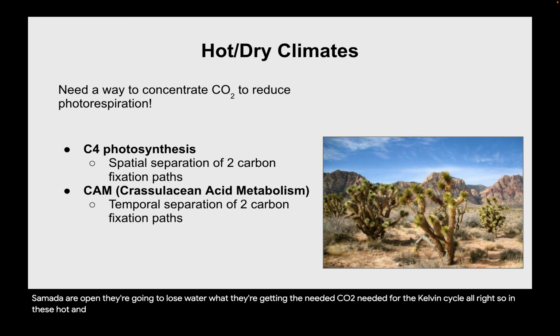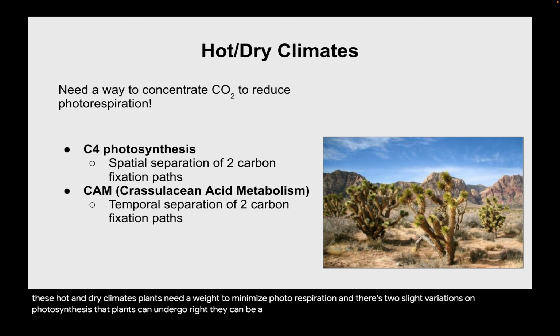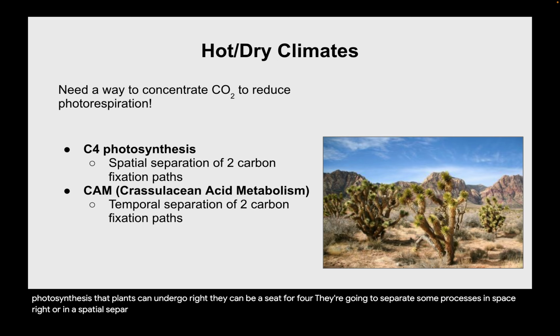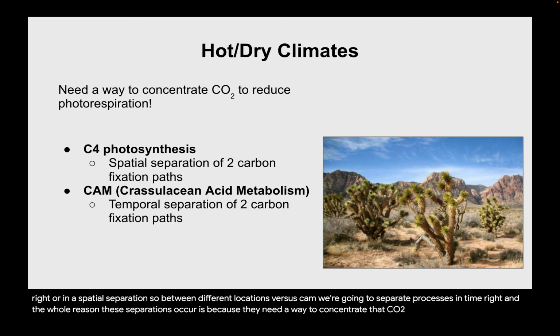So in these hot and dry climates, plants need a way to minimize photorespiration, and there are two slight variations on photosynthesis that plants can undergo. They can be a C4 photosynthesizer, or they can be a CAM photosynthesizer. In C4, they're going to separate some processes in space, between different locations. Versus CAM, where we're going to separate processes in time. The whole reason these separations occur is because they need a way to concentrate that CO2 so that Rubisco will not use any oxygen that is produced.